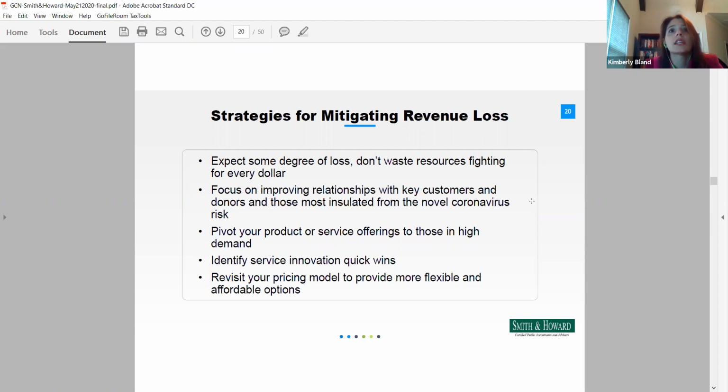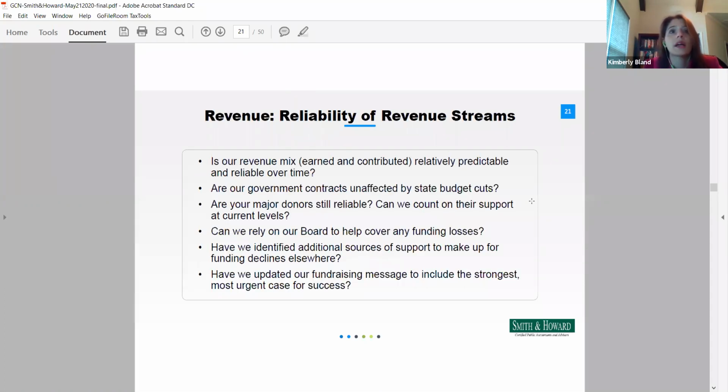So on the next slide, revenue, the reliability of the revenue streams. There are some questions here on the screen for nonprofits to evaluate their financial strengths and weaknesses. Is your revenue mix relatively predictable and reliable? Government contracts, as we talked about, state budget cuts, 14% at a minimum for the state of Georgia. So that will impact a lot of nonprofits.